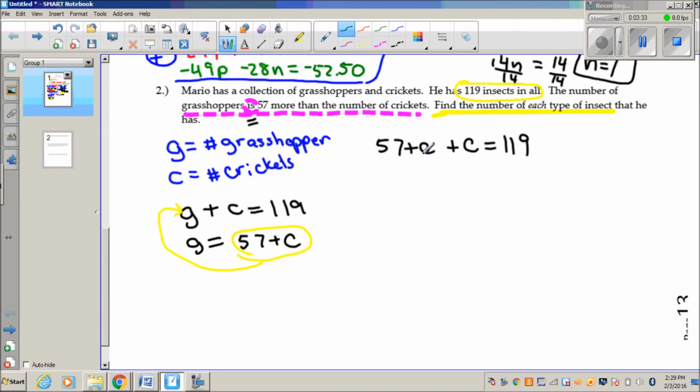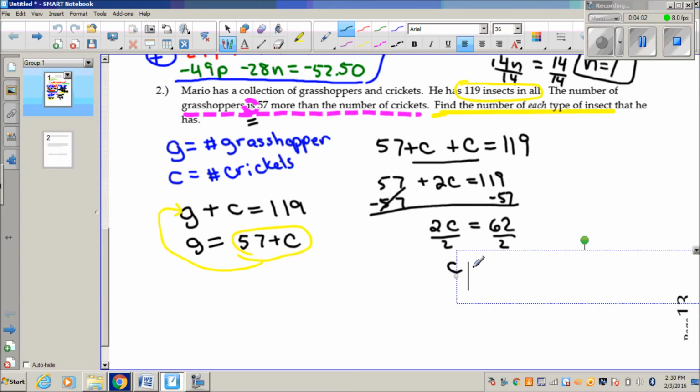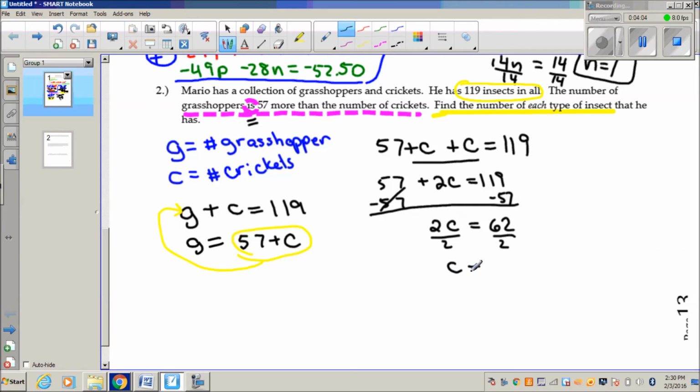This we know how to solve. We're just going to combine like terms: 57 plus 2C equals 119. I'm going to subtract 57 from both sides, so I'm going to get 2C equals 62. And then I divide by 2, and I get C equals 31.